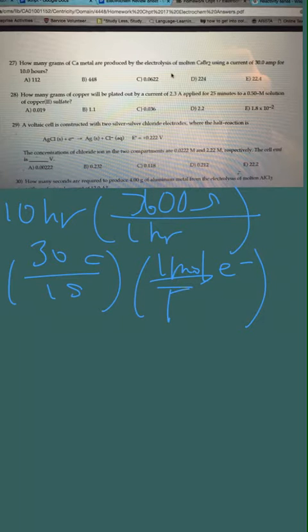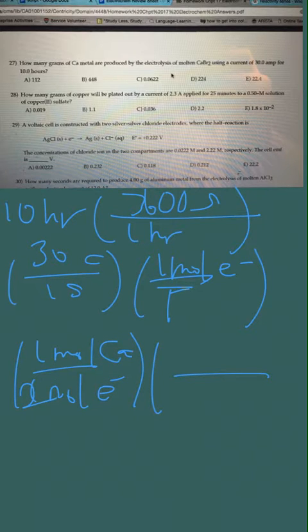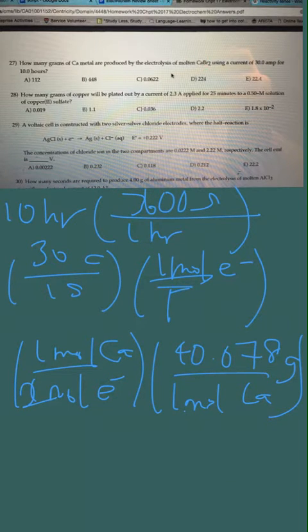Therefore, we know there was a transfer of 2 moles of electrons when metal is produced. So, for 2 moles of electrons, we get 1 mole of calcium metal. Now we're going to use the molar mass to find the grams of metal produced. So 1 mole of calcium over 40.078 grams. And from this, we should get the answer D.